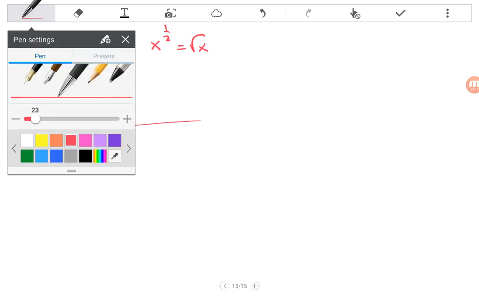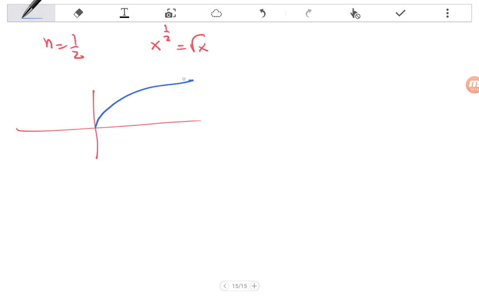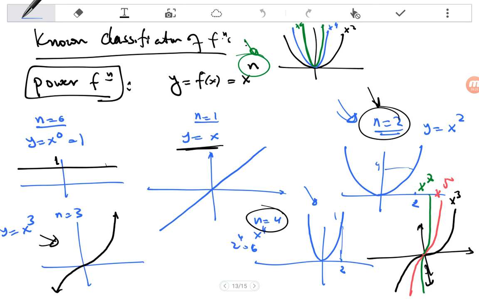Yes. If I have, for example, n equal to half, that is x to the power half. What is x to the power half? It is root x. And we learned how to graph root x, which was like this. Root x is just like this. Okay? Now, let's look at the domain and range of all of these functions.